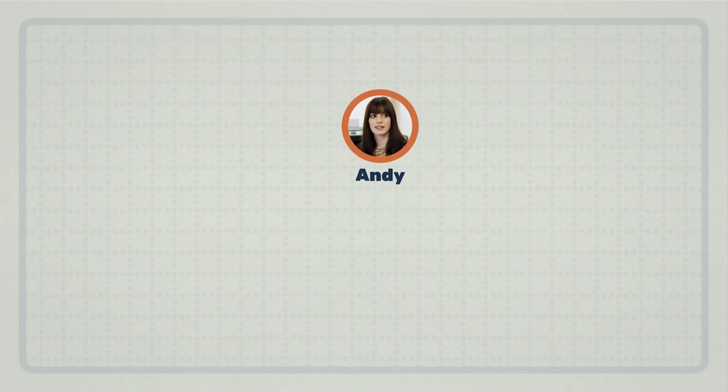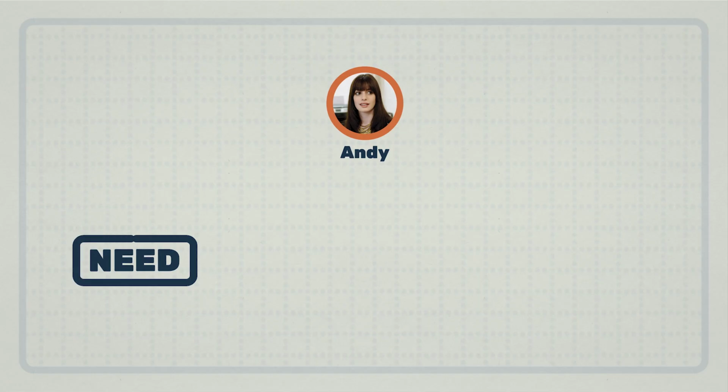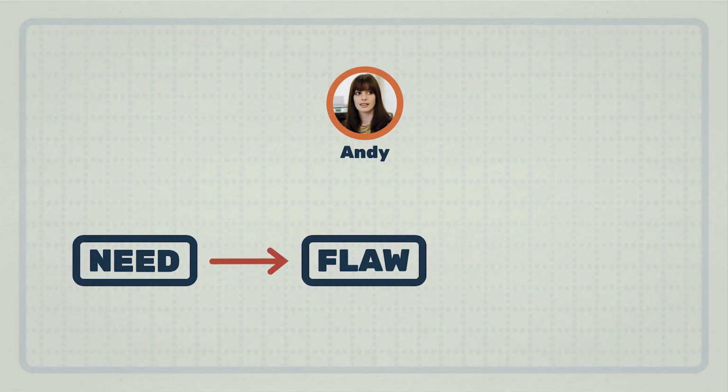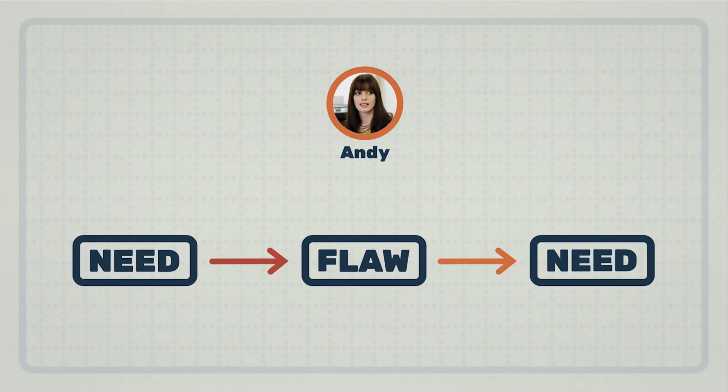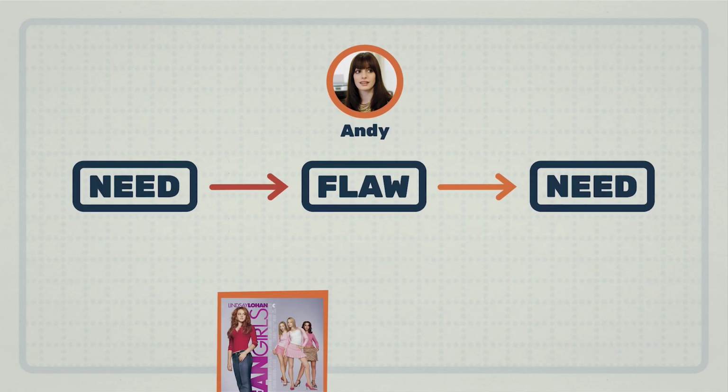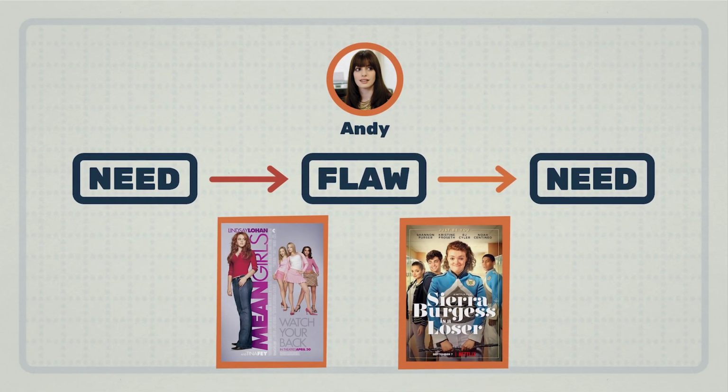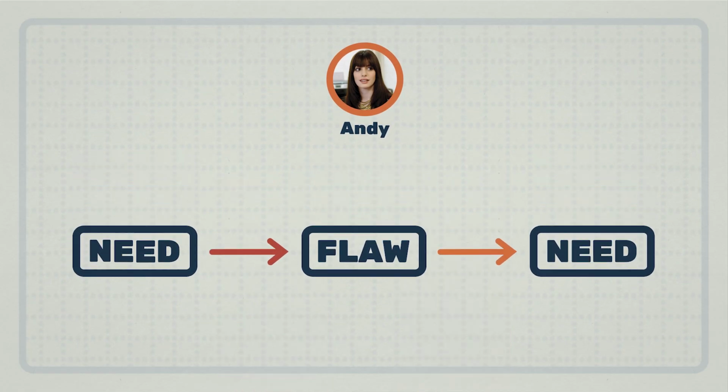In this movie, protag Andy starts off with an embraced need, falters as she lets a flaw consume her, but rediscovers her need at the end of the story. You can also find this arc in Mean Girls or Sierra Burgess is a Loser. Let's start at the beginning of the story.